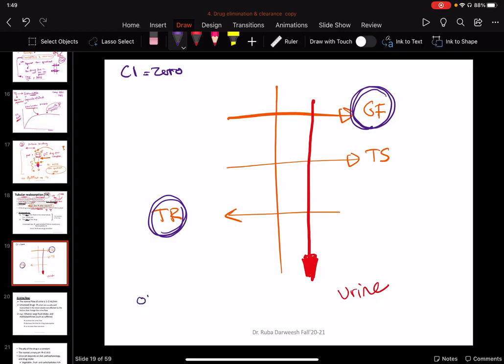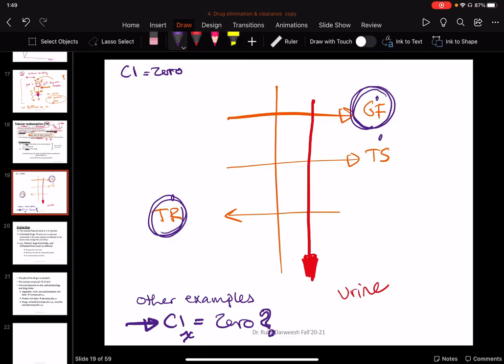Do we have other examples of that? Other cases when the clearance of certain material would be equal to zero? Think about all of those processes and in which case that would happen. By the way, we are talking only about the renal clearance. We have a couple of examples on that, so think about the cases in which the renal clearance of the drug equals zero.